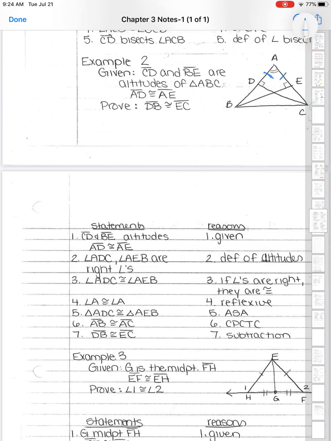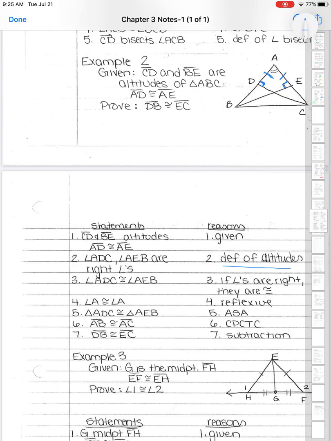All right, next example here. So it says, given CD and BE are altitudes. All right, so there's one of our new vocab words, of triangle ABC. And we know that AD is congruent to AE. So we're going to copy down our given. And right off the bat, we see the altitude idea. So we're going to write definition of altitude before we forget it.